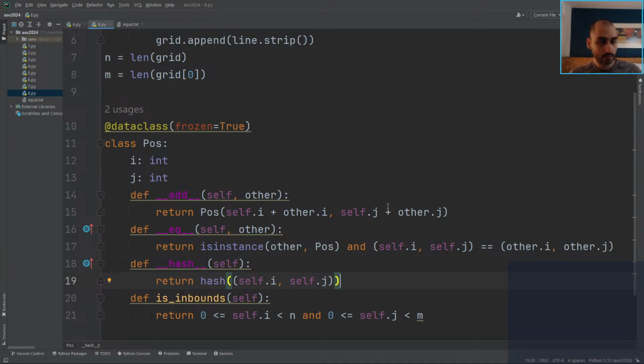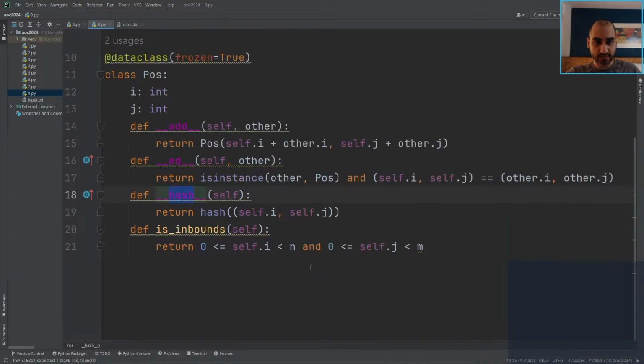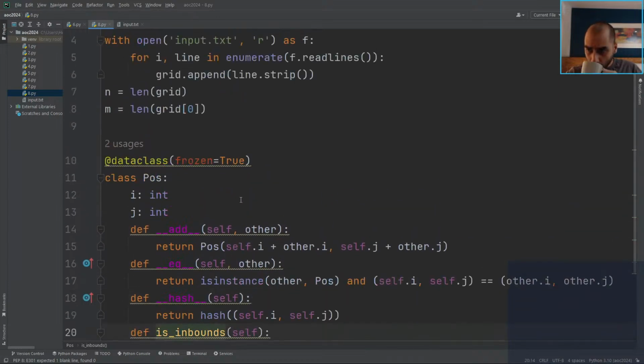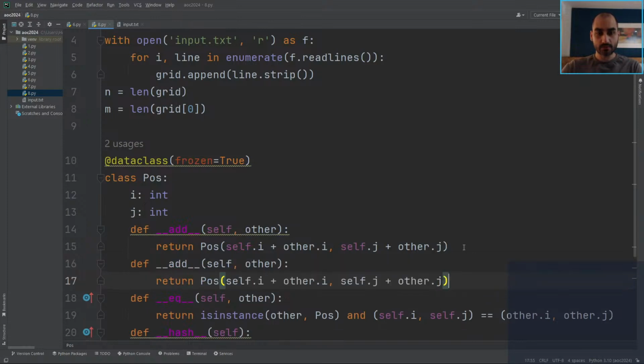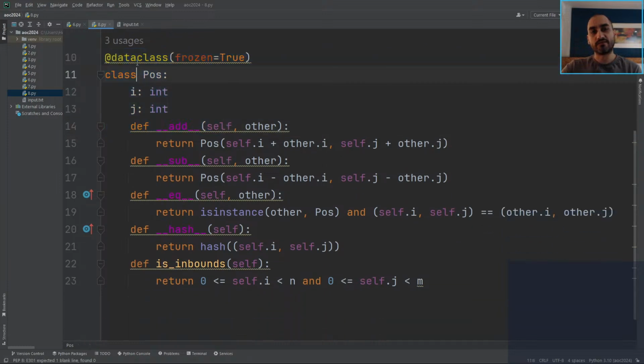Okay, so we do want add, because we're going to add 2 vectors together. Equality and hash, just leave those in. We could even have subtract, because we take a vector, we add it, and subtract it to get the other way, I suppose. So that's how we handle a vector.